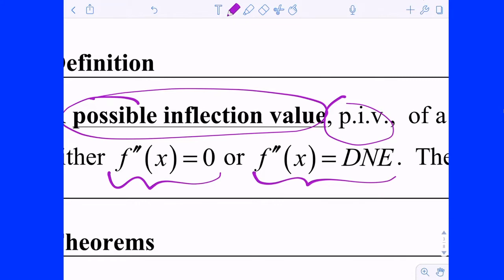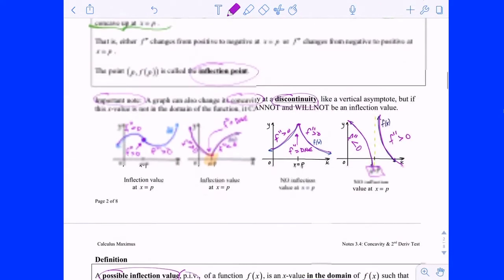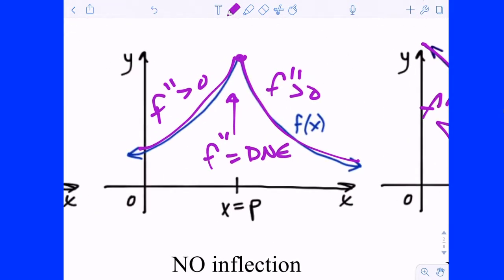Inflection values are only going to occur at possible inflection values, but not every possible inflection value is an actual inflection value. So this right here, we said was not an inflection value because the graph was concave up on either side, but it will show up in our analysis. It is going to be a possible inflection value, a PIV. Make sense?